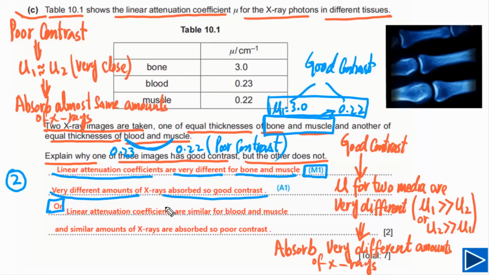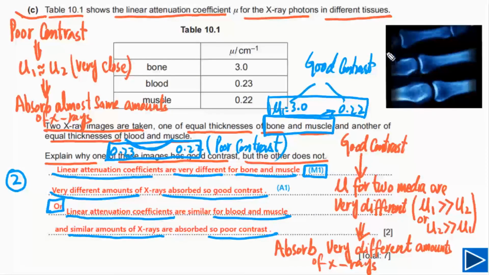Another way to explain this one, you can also say linear attenuation coefficients are very similar for blood and muscle, as you can see for blood and muscle. So in this case, they will absorb similar amounts of X-rays, so poor contrast. So this is how you can answer, and this understanding is very important.